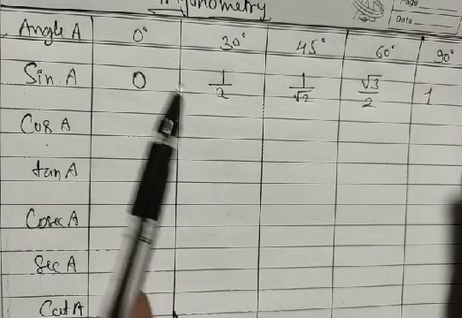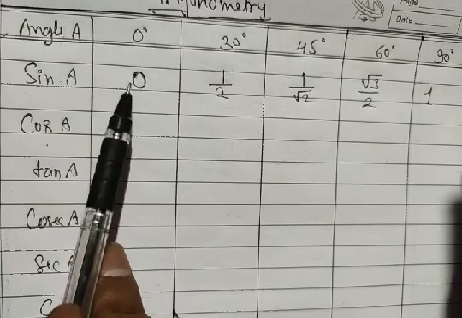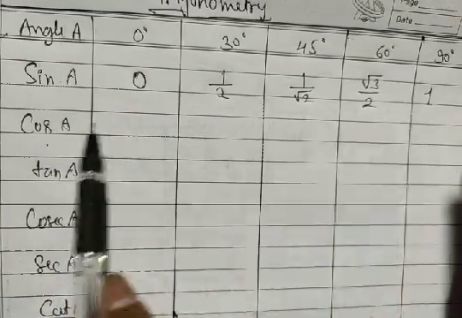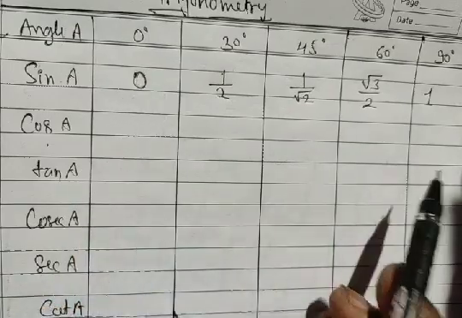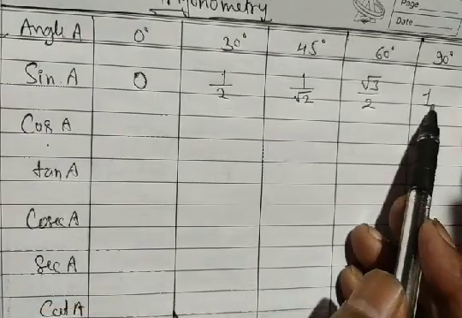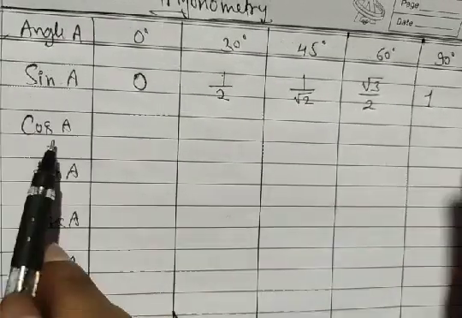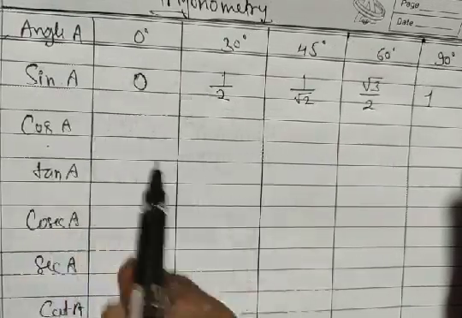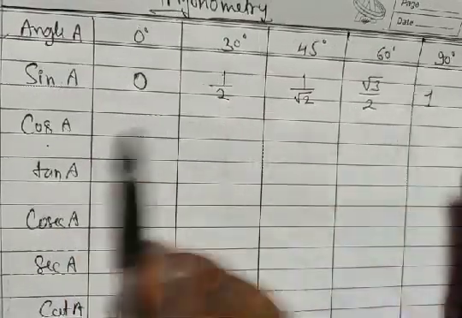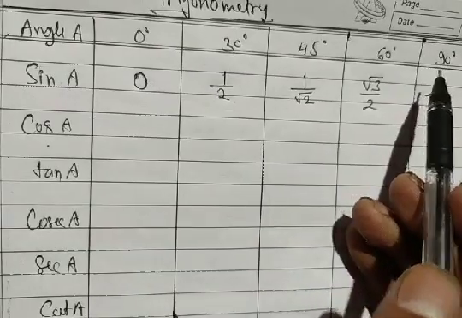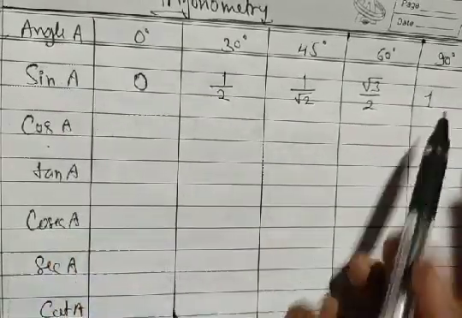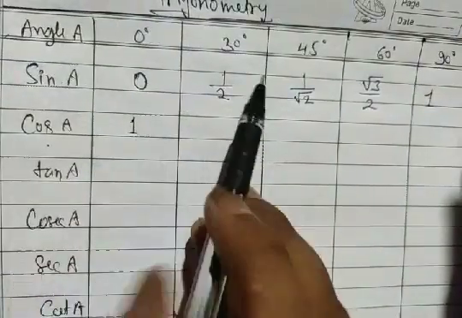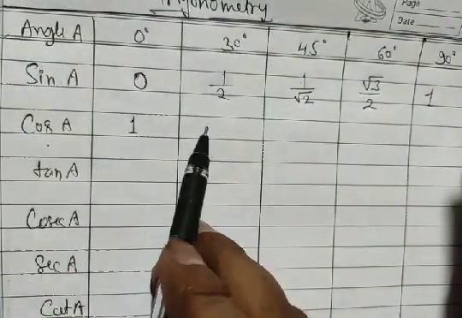Then what is the value of sine 0? It's the value of cos 90. What is the value of sine 90? Its value is related with cos 0. Since 0 and 90 are complementary to each other, the value of sine 90 is 1. Then the value of cos 0 is what? It's 1.